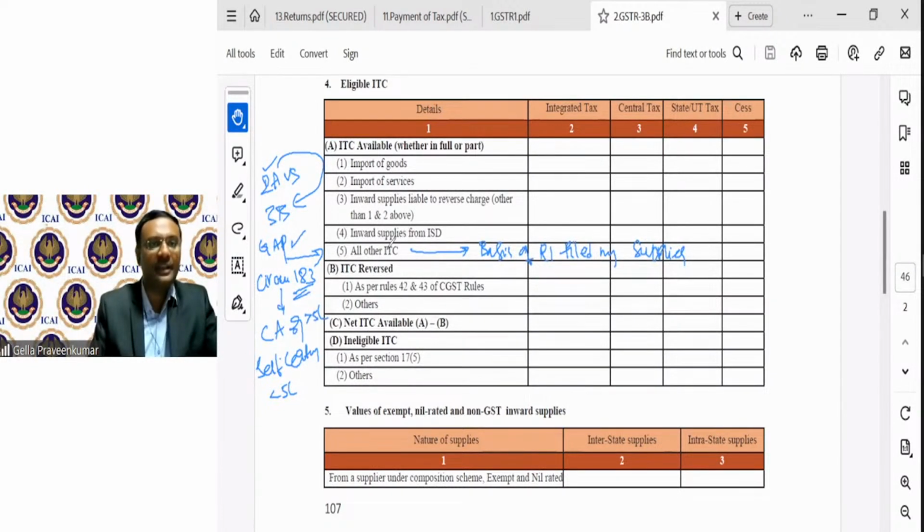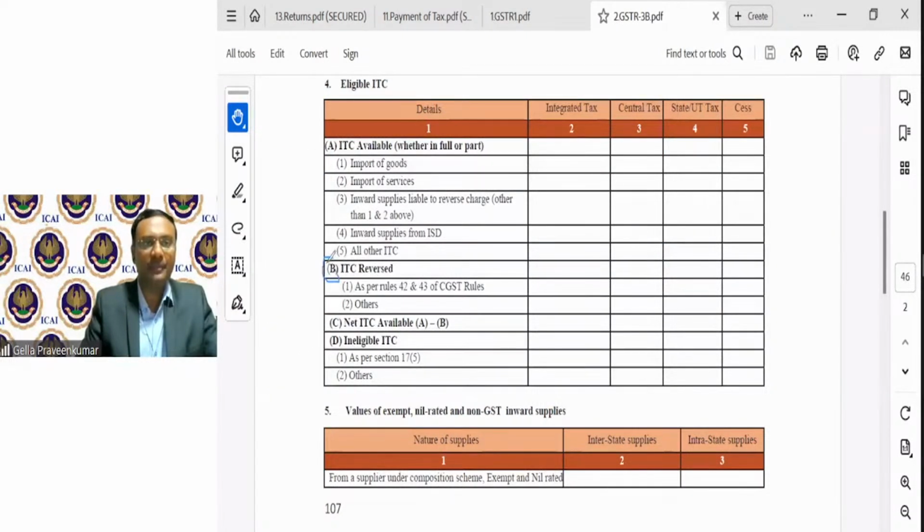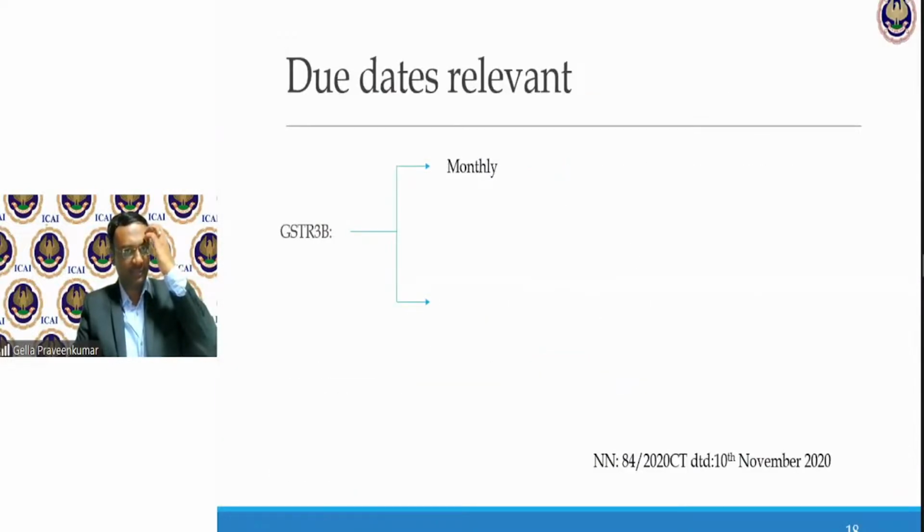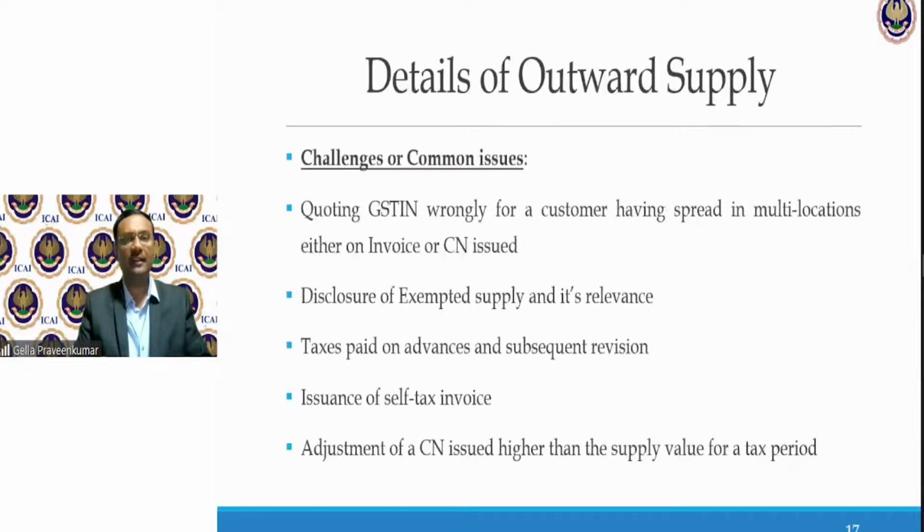This is relevant for table number 4A5. Now, in relation to table number 4B, this is a new amendment with effect from January 2023. I'll come to my presentation to explain in detail this particular aspect. Just give me a minute. Let me insert one fresh slide.